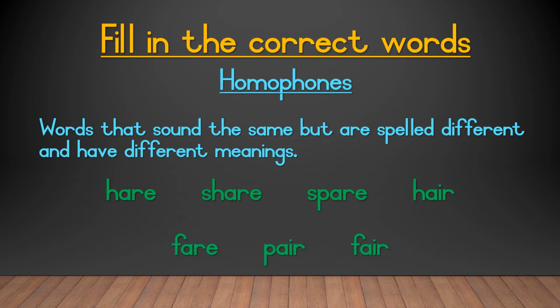Another example is fare and fair. The one is that you pay when you ride on a bus fare or taxi fare when you pay money. The other fair means a lightish blondish color hair. The 7 words I give you are hair, share, spare, hare, fare, pair, and fair.